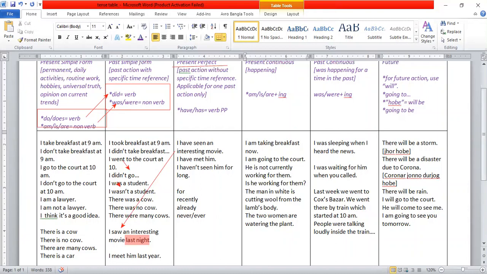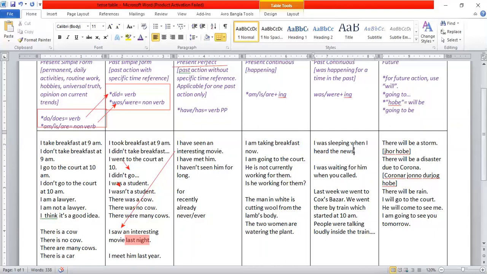And then you see I've given some more examples. The man in white is cutting wool from the lamb's body. So maybe I'm watching a man. He is cutting wool, or collecting wool, or plucking wool from a lamb's body. And the man in white, what does it mean? He is wearing a white shirt or anything, a white outfit. The two women are watering the plant. That's what I'm looking at now. Again, in Bangla, you can say, I cannot probably express it in Hindi, but in Bangla, duita mohila gache pani diche. In Hindi, do aurat पेड़ पौधों को पानी डाल रही है, something like that. I'm sure I'm very close to that. Okay.